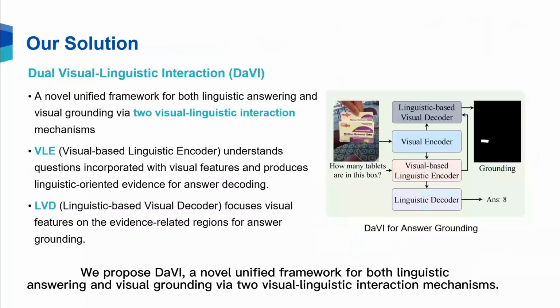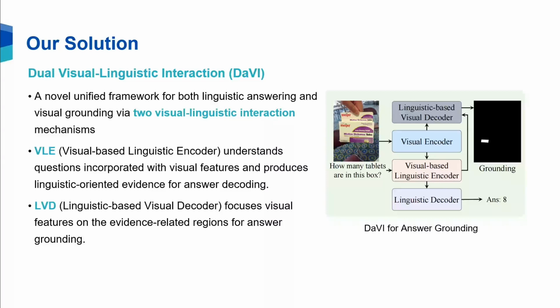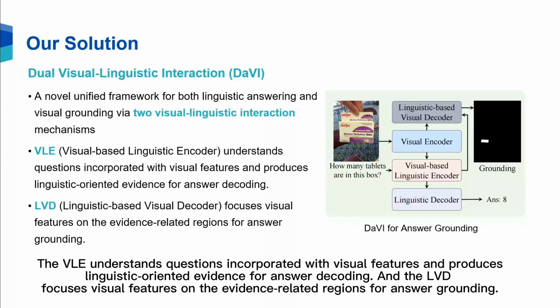Now, the key point is how to maintain the visual interpretability of the model while understanding the linguistic information. We propose DaVI, a novel unified framework for both linguistic answering and visual grounding via two visual-linguistic interaction mechanisms. We can see the pipeline of our method on the right. Except for the basic visual decoder and linguistic decoder, we propose the visual-based linguistic encoder and the linguistic-based visual decoder. The VLE understands questions incorporated with visual features and produces linguistic-oriented evidence for answer decoding. And the LVD focuses visual features on the evidence-related regions for answer grounding.